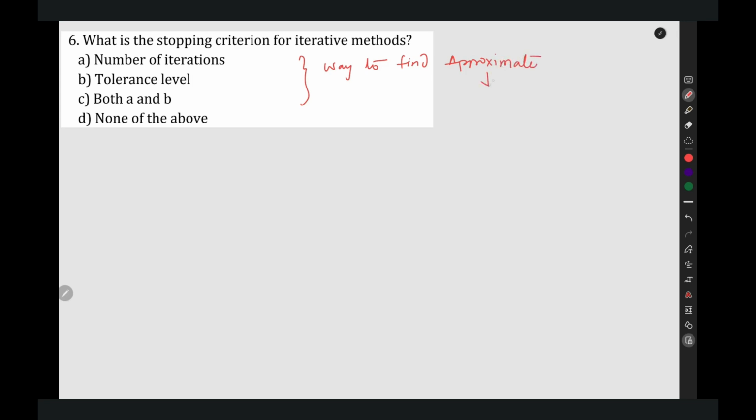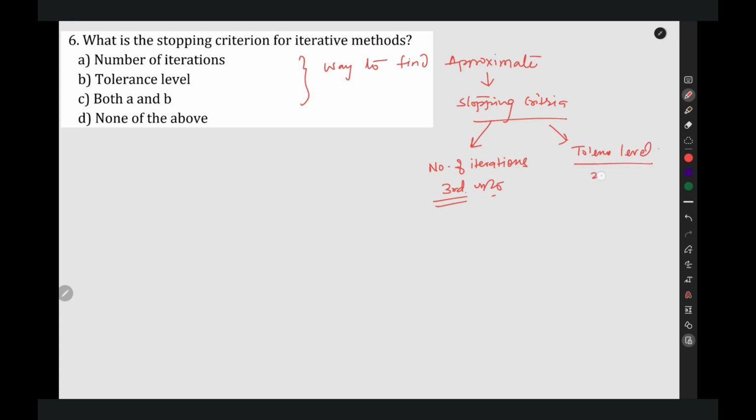In approximation, how close we can get depends on the stopping criteria, where we have to stop the iteration method. So that depends on the number of iterations, like the example we did, where for the bisection method we took the number of iterations as three, or the other stopping criterion is the tolerance level.